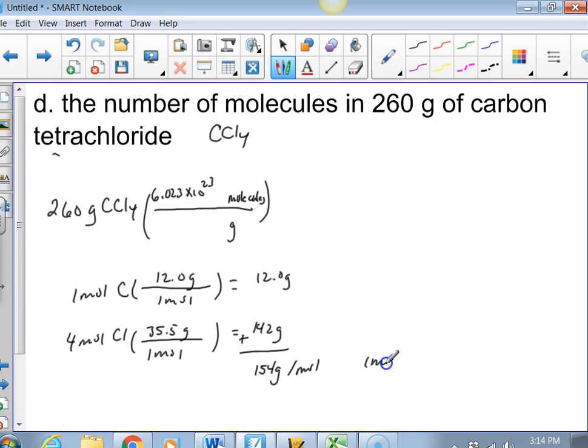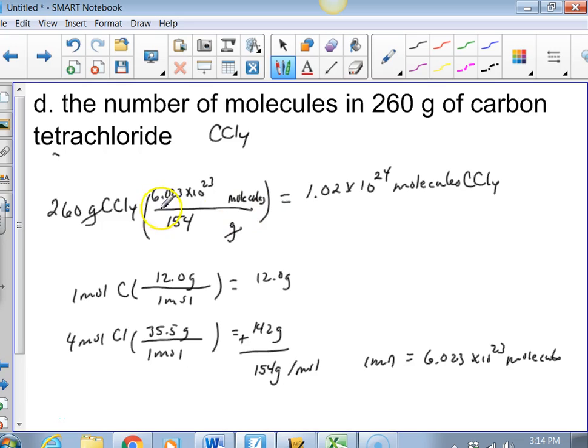Keep in mind that 1 mole equals 6.023 times 10 to the 23rd molecules. So our mass, 154 grams, goes here. Grams cancel. We multiply 260 times Avogadro's number and then divide that answer by 154, and that gives us 1.02 times 10 to the 24th. And the final unit would be molecules CCl4.